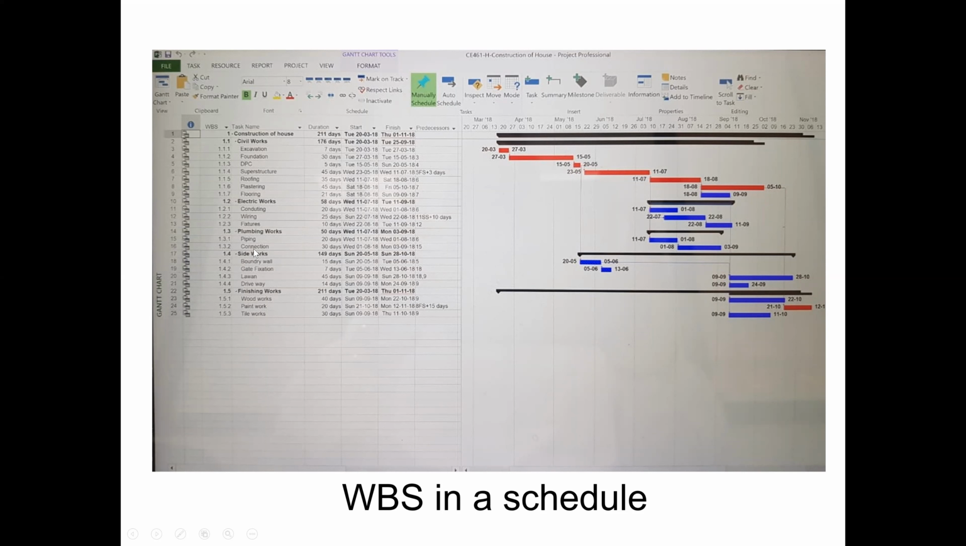Here the important thing is that we should understand the WBS. We don't assign any time for WBS. WBS is just these civil works, electrical work, plumbing work, side works, finishing work. This is our WBS. Under each work package, we put the activities and then assign durations. Then we draw the schedule, whether it's in Project Professional or in Primavera.